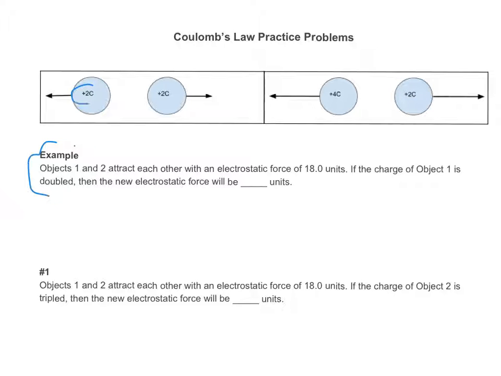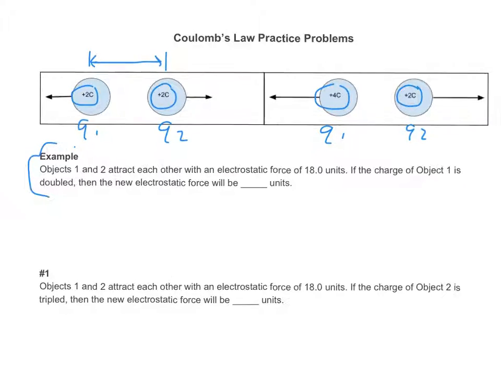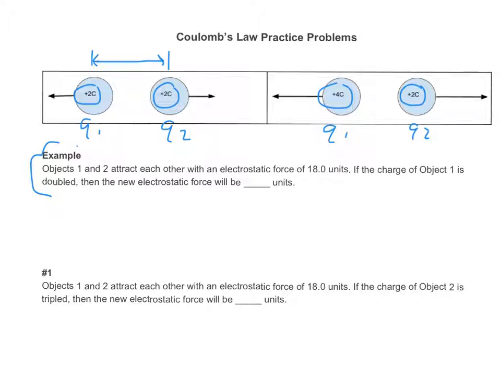And we see now Q1 is 2 coulombs, and then it doubles to become 4 coulombs. For Q2, we see that it's 2 coulombs, and it remains 2 coulombs. So no change there. And we also see that there's no change in the distance. We can label this distance as D. Sometimes we use R as well. And so we see that here as well, distance.